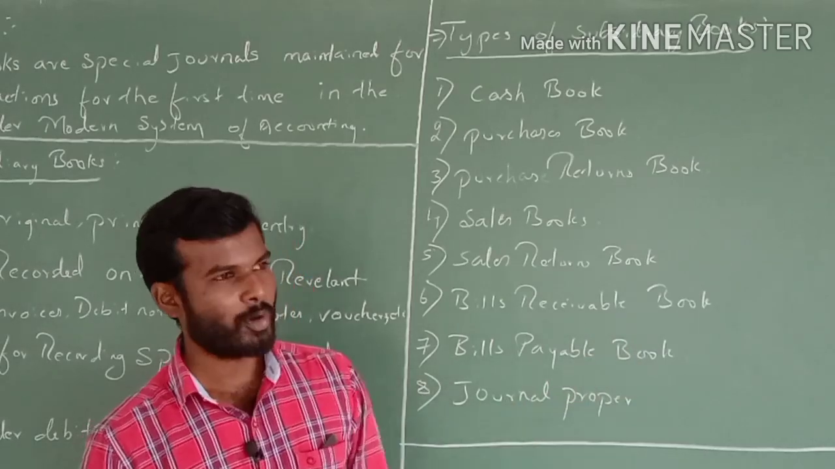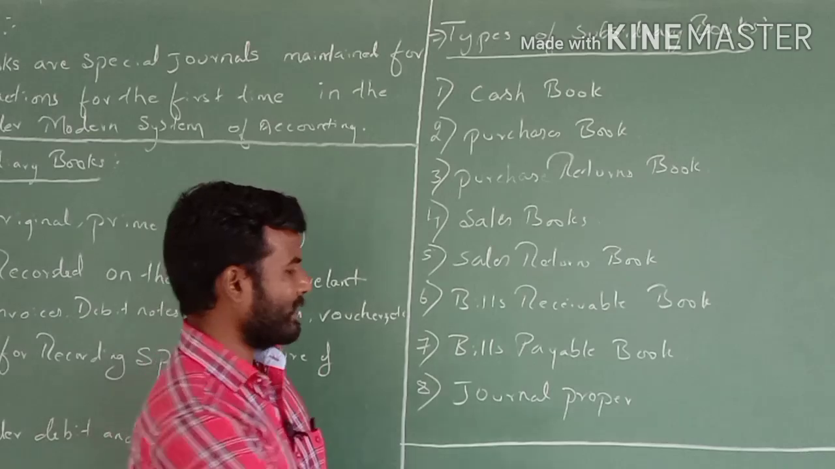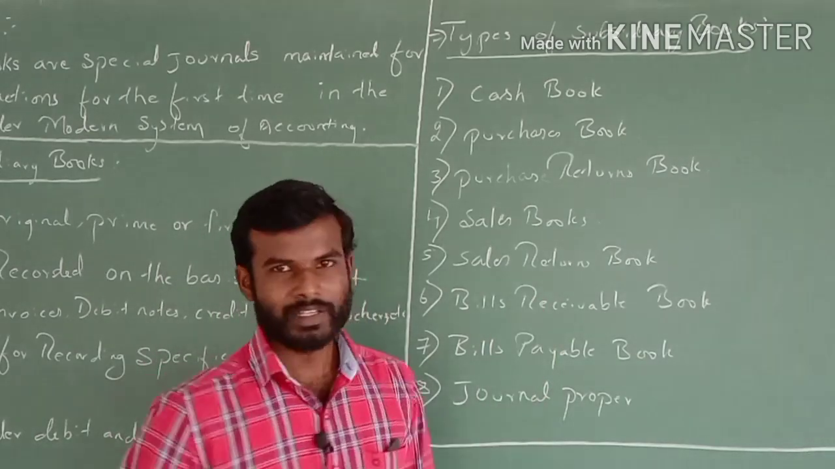And again, journal proper: if a transaction does not appear in any of the subsidiary books, that type of transaction will be recorded in the journal proper.